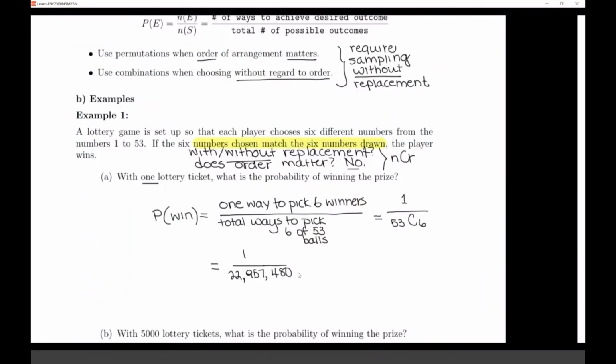If you express this as a decimal, it's approximately, let me count the zeros, 1, 2, 3, 4, 5, 6. What do you think about that probability? Is this a large or a small probability? Yeah, vanishingly small. Like I said, it's a 1 in 22 million chance, so very small indeed.